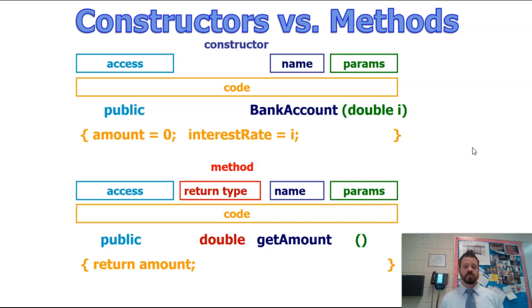We call the constructor sometimes a constructor method. But again, the big way you'll know if you're looking at a constructor or a method is the constructor has the name of the class and then again won't have a return type, whereas all other methods have to have that return type.